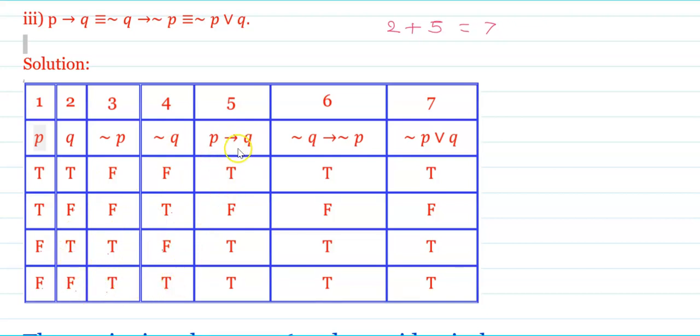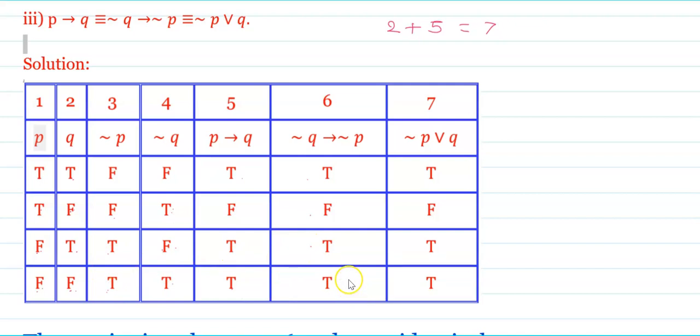Next, find out the implication between the first and second column. T implies T, it is T. T implies F, it is F. F implies T, it is T. F implies F, it is true. Next, find out the implication between the fourth and the third one. F implies F, it is true. T implies F, it is F. F implies T, therefore it is true. And T implies T, it is T.